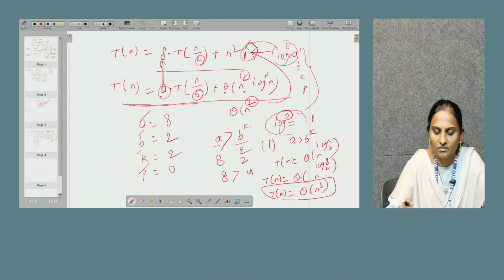First, the process is: the given equation is compared with the Master's theorem equation, then we will get the a, b, k, p values. After that we need to compare a with b power k, whether greater than, less than, or equal. Based on that we need to apply the formula, then we will get the time complexity.